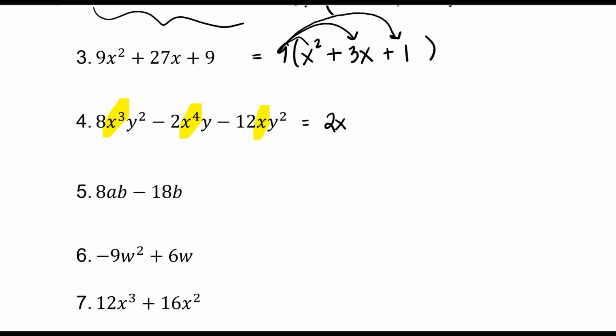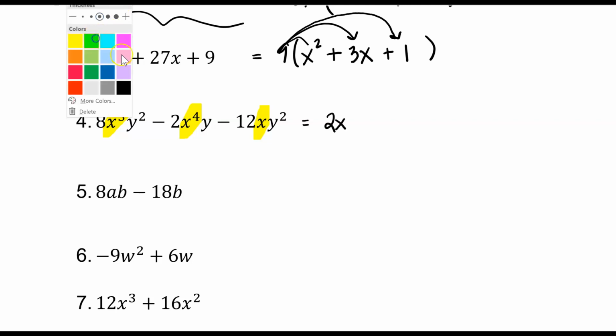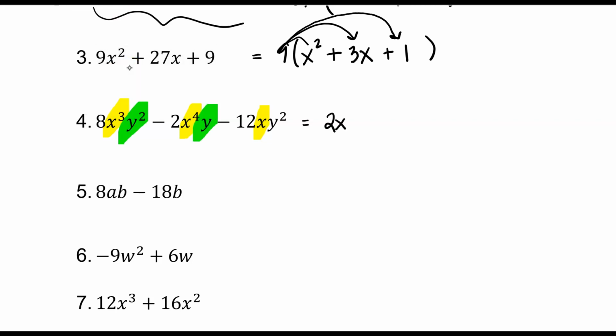And then we have also y's this time. y squared, y, and y squared. So how many y's are we taking out? Only one y, because we only had one y here. All right, so for variables, we're actually taking out the lower of the variables, because that's the only thing we can take out, because that's the only variable that's in common with all 3 terms.